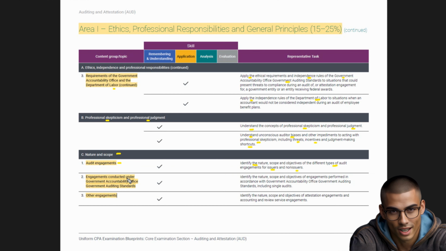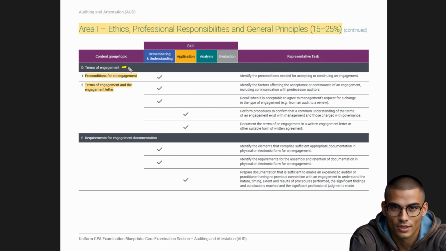Next, we have engagements conducted under the Government Accountability Office and government auditing standards, where you'll need to be able to identify the nature, scope, and objectives of various engagements performed in accordance with the Government Accountability Office and government auditing standards. Next, we have other engagements where you'll need to identify the nature, scope, and objective of attestation engagements and accounting and review service engagements.